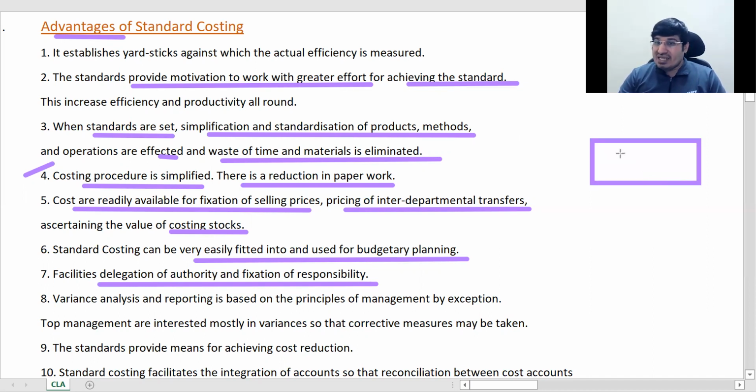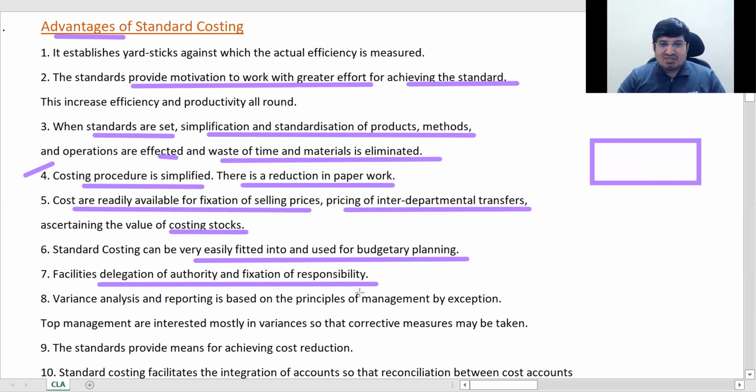If there are 2 or 3 people who are responsible, then what will happen? A will think B will take care, B will think C will take care, and no one will take care in the end. So there has to be a fixation of responsibility, and in standard costing there is always a fixation of responsibility.